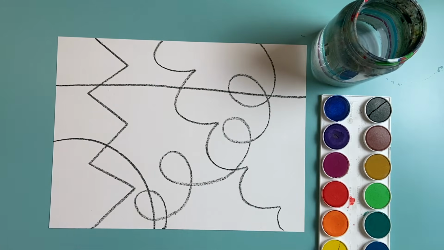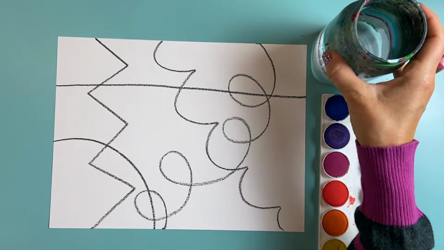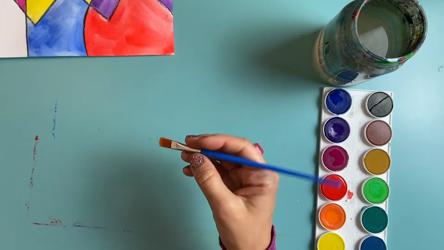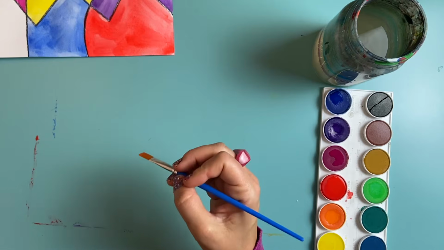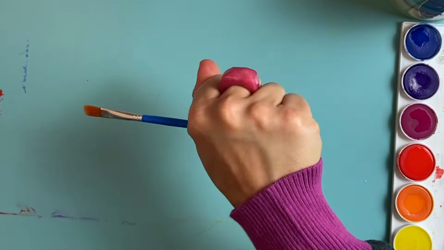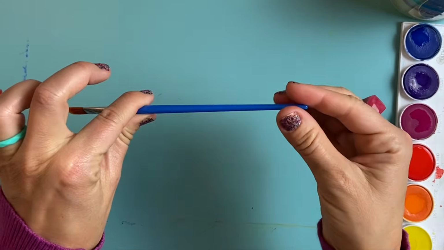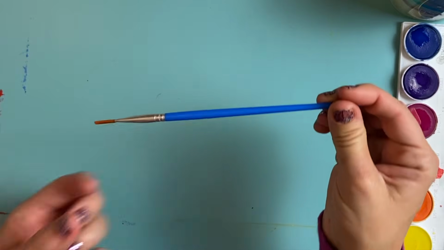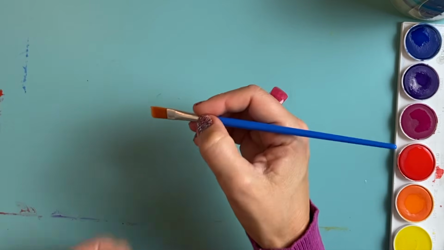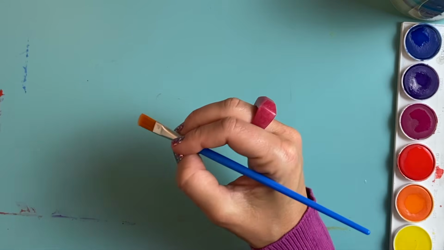Now I'm ready to paint. I've got my watercolor paint all ready to go. I've got my water cup and my brush. I make sure that I hold my brush like I would hold a pencil or a crayon, and I'm not holding it like this with a fist or like this, and I'm not holding it way at the edge. I'm holding it the same way I would hold a crayon or a pencil, right here near the bristles.